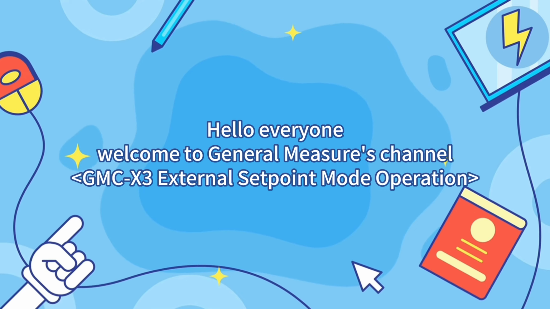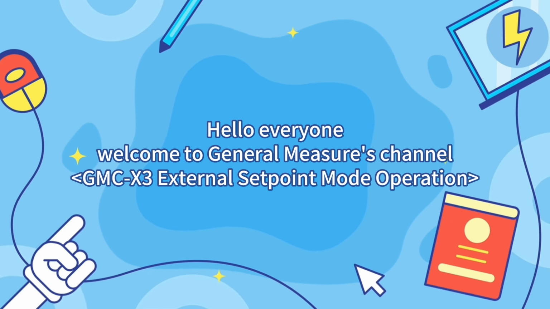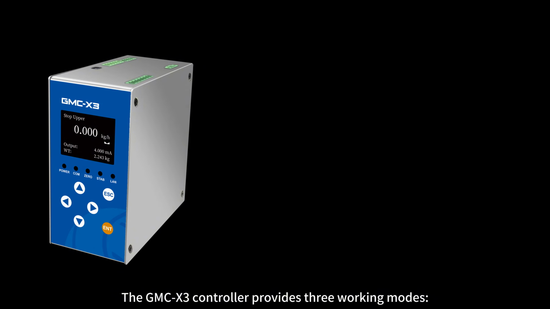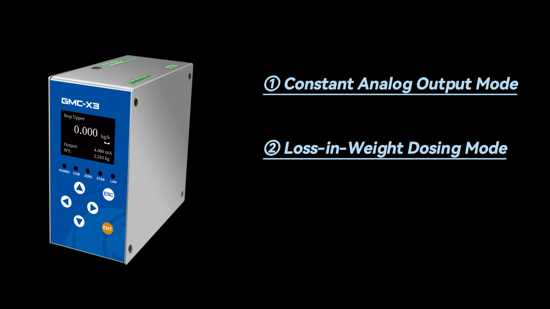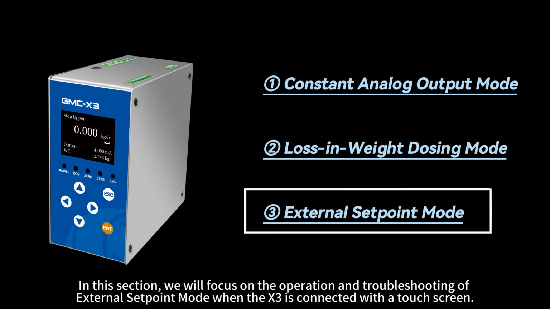In this guide, we will explain how to use the external setpoint mode operation of the GMC-X3 weighing controller. External setpoint mode refers to converting an externally given analog value to control the flow rate and achieve the target flow rate value. The GMC-X3 controller provides three working modes: constant analog output mode, loss in weight dosing mode, external setpoint mode. In this section, we will focus on the operation and troubleshooting of external setpoint mode when the X3 is connected with a touchscreen.